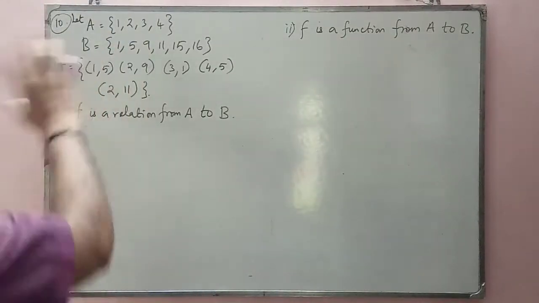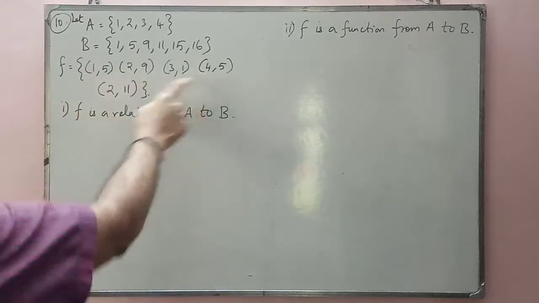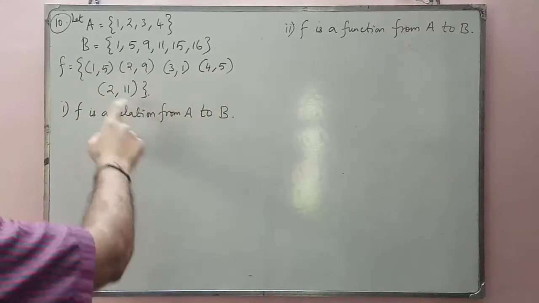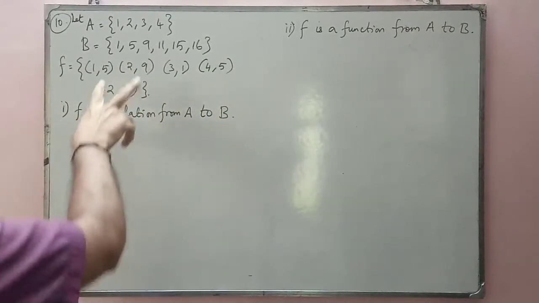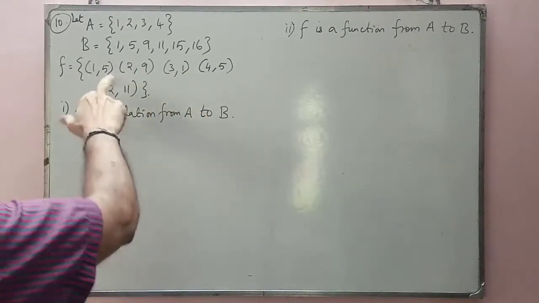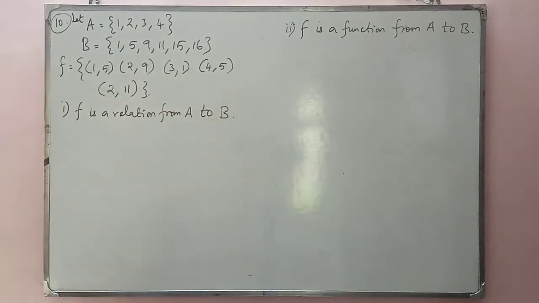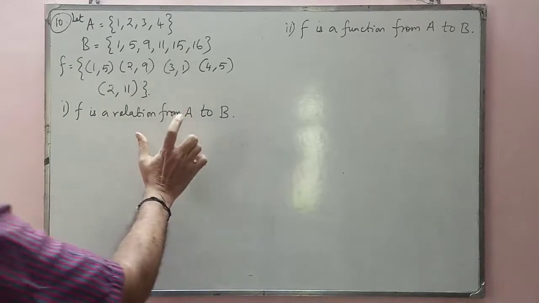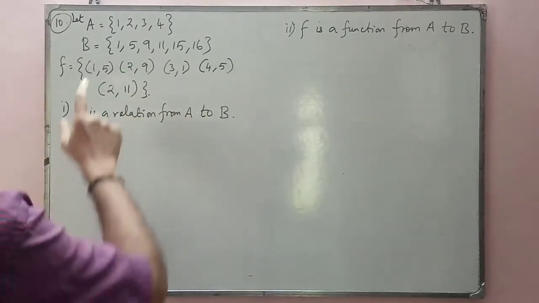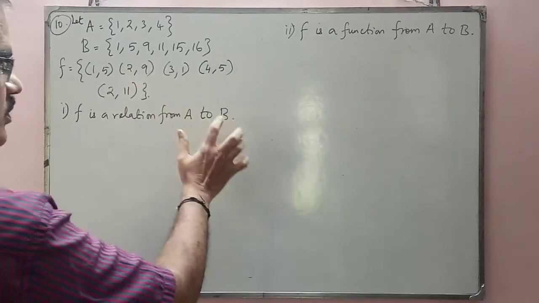If it has to be a relation, then the first elements should be from A, which we call the domain. The second elements, which are the range, should be in the set B. The first element should be there in the set A, and the second element should be there in the set B.